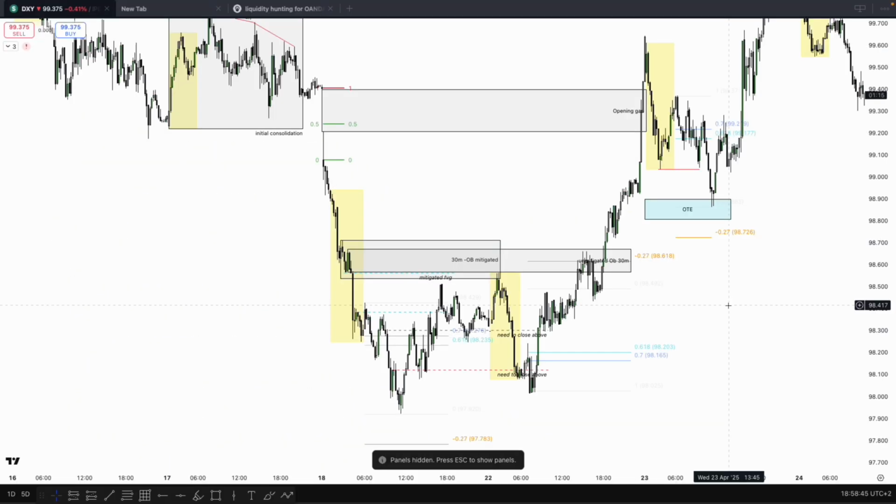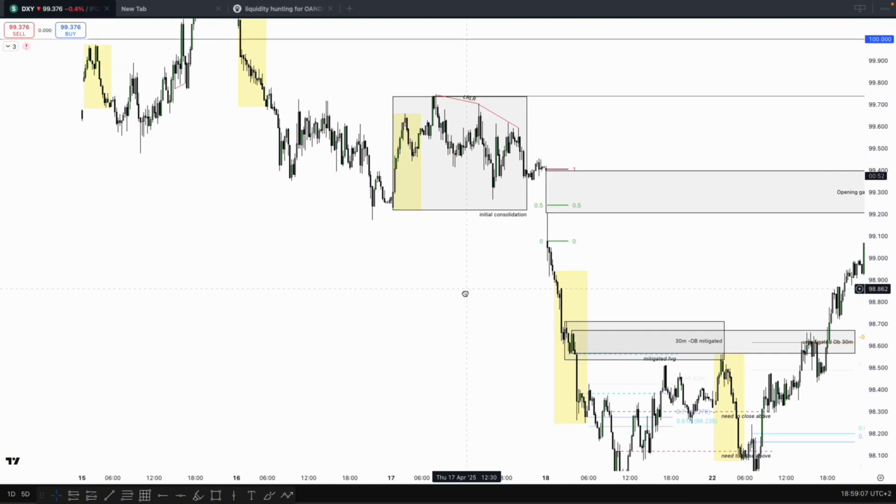This is DXY, how I looked at it. It was Tuesday, so 2 days ago. Today is Thursday. The reason why I was long or short on Euro this week is because of this gap in DXY. DXY loves to fill the gaps, the opening gaps. It loves to do that. It does it a lot of times.